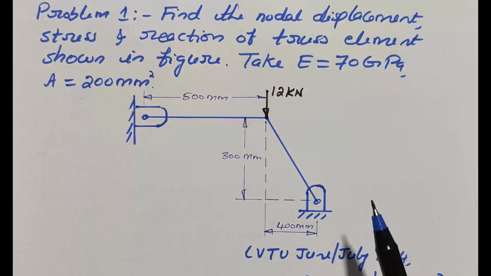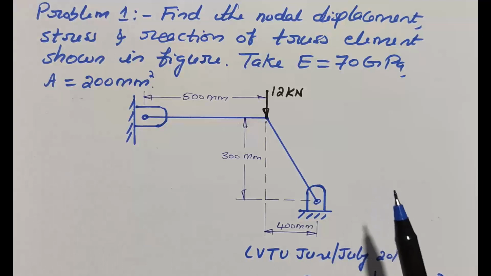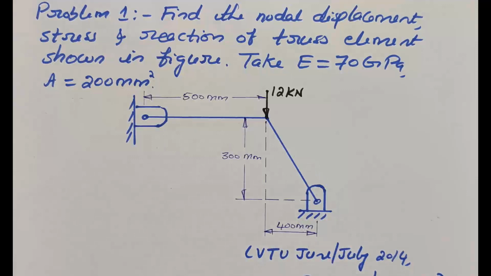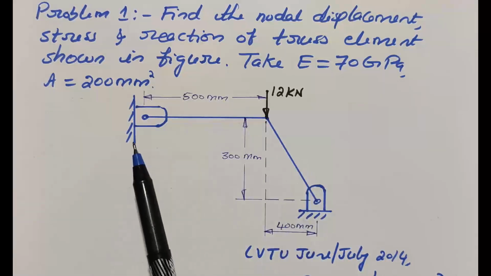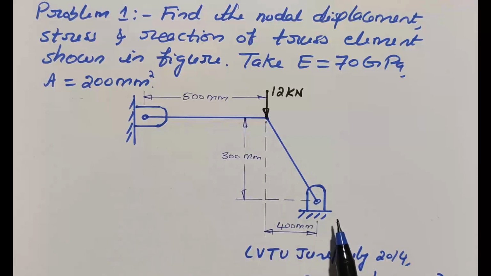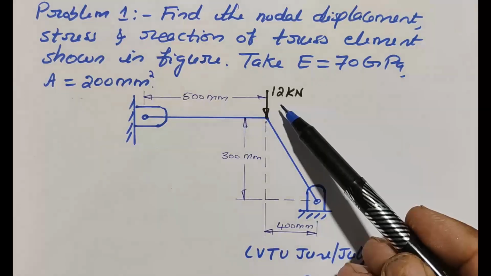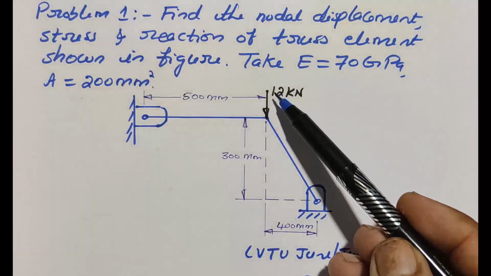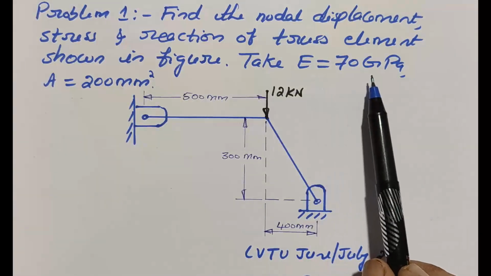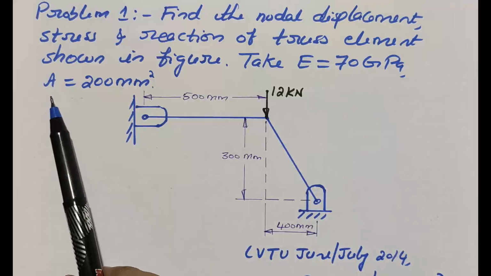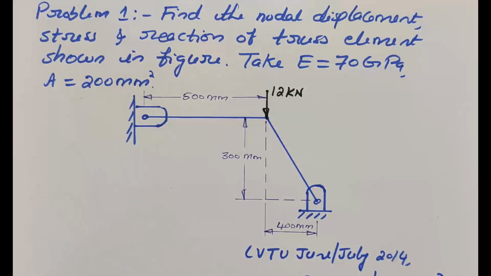See, this truss structure is made up of 2 bars. We know that a truss is a structure which is made up of a number of bars. Here this truss structure is made up of 2 bars, and you can see that this end and this end of the truss are fixed, and a load of 12 kN is acting at this point. Young's modulus of the material is given as 70 GPa and the cross-section area is given as 200 mm square.